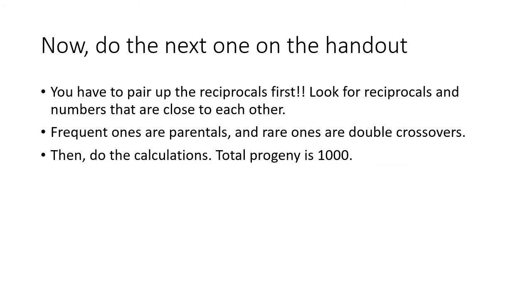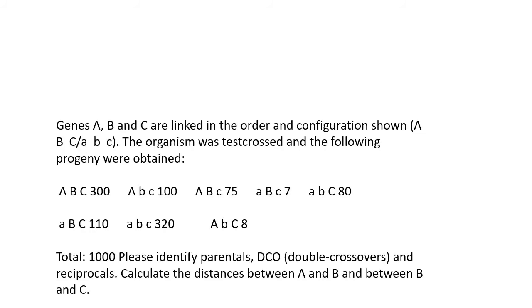Okay, so now we're going to do one on the handout where you have to find and pair the reciprocals first. So the way you do this is to look for the letters, but also look for numbers that are close to one another. The frequent ones are the parentals, the rare ones are the double crossovers, and the ones with intermediate numbers are the single crossover classes. So here's our pile of data, not in a nice organized form, but one that we can easily piece apart.